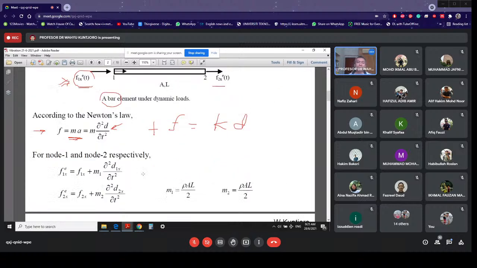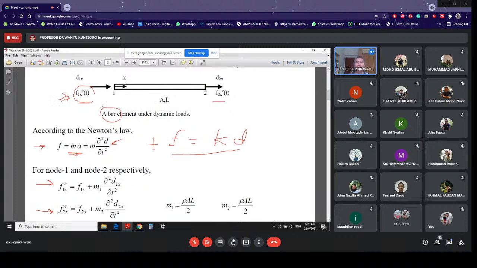All right. Then for node number 1 and node number 2, our force as a function of time is going to be F1 and F2. But now our equation is going to consist of the static force, which is this, and also the dynamic force, which is that one. And the static force is, of course, F equal to KD, and the dynamic force is based on Newton's law. Okay. Now over here we have M1 and M2. What are M1 and M2? Remember that the equation is actually covering this bar, but now we divide it into two equations at node number 1 and at node number 2.